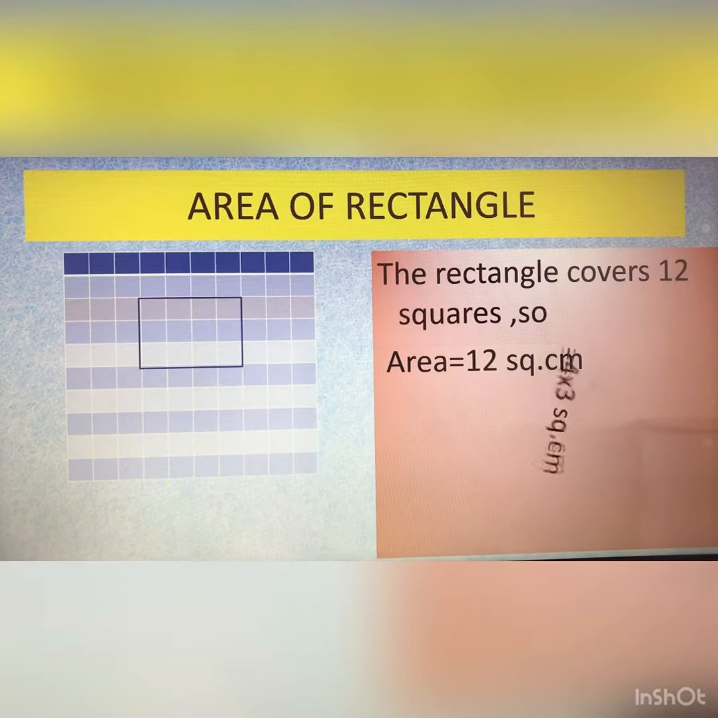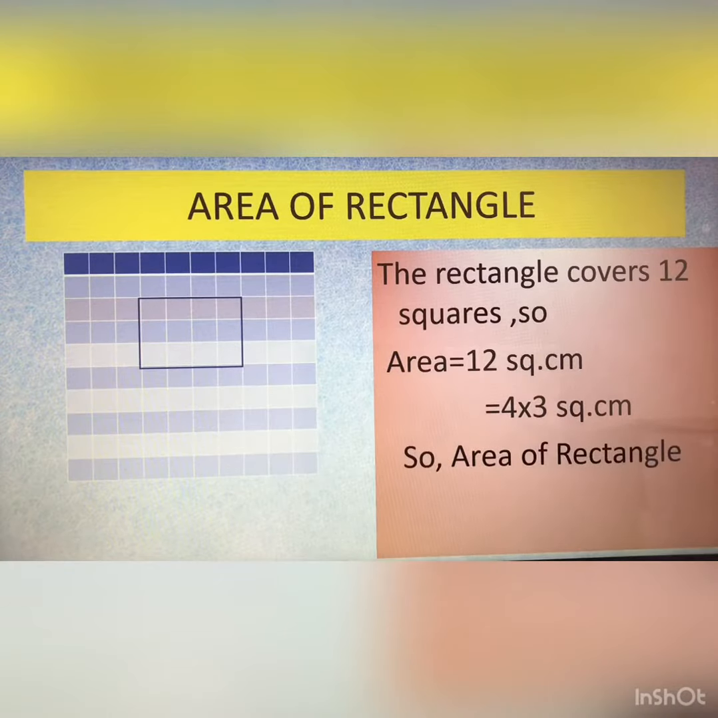Now moving on to the next, you can write this 12 as 4 into 3. Okay, because in the length how many squares? 4. And in the breadth how many squares? 3. So you can write it as 4 into 3 square centimeter. And what is 4? 4 is length. And 3 is what? 3 is breadth. So you can write it as area of rectangle, that is length into breadth. So this is the formula of the rectangle.